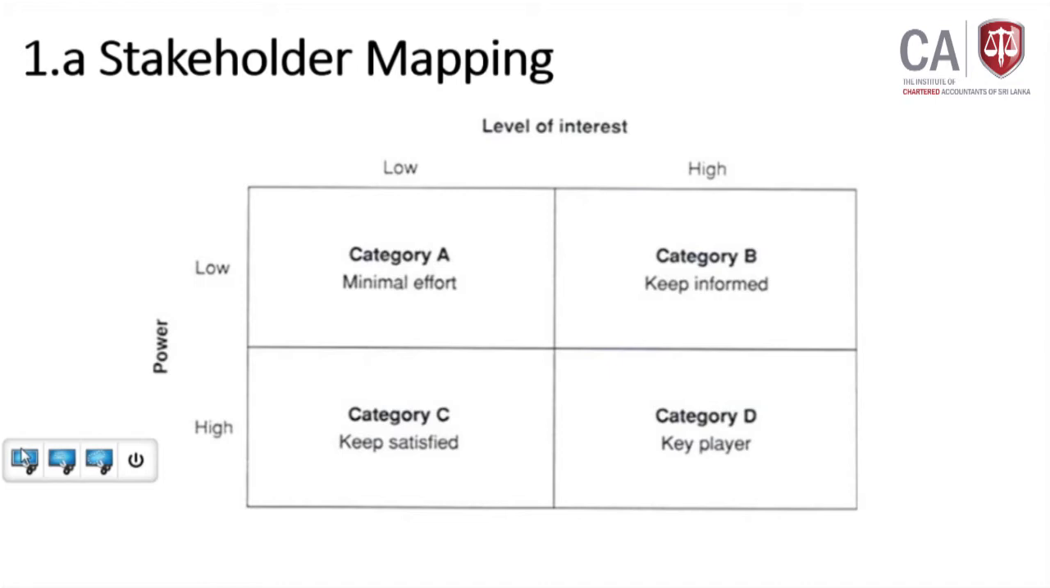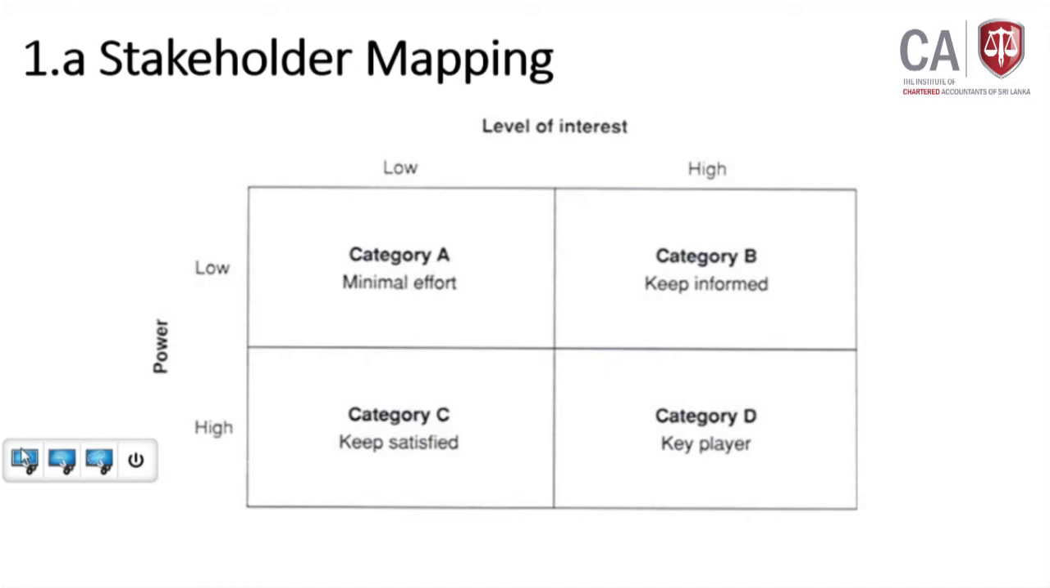If you look at category A, normally we do not want to put much effort into managing them, since they are not much interested in the business activities and their power is also low. Normally we have to put a minimal effort into managing them.